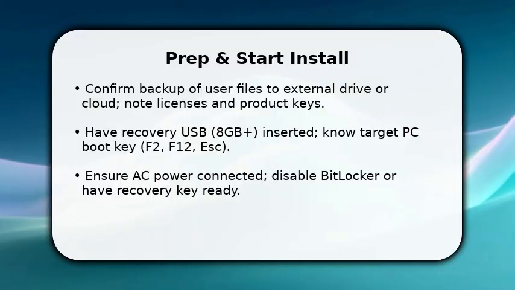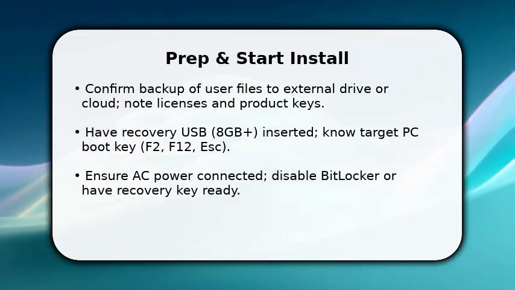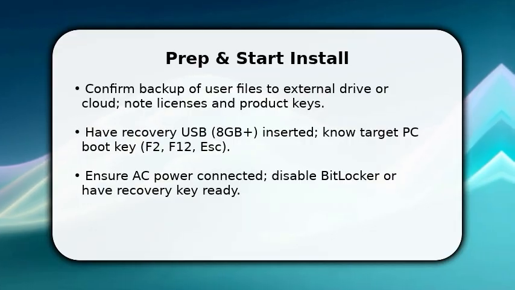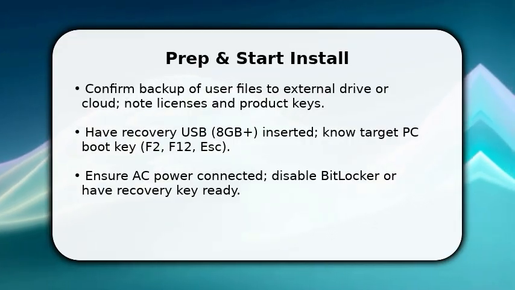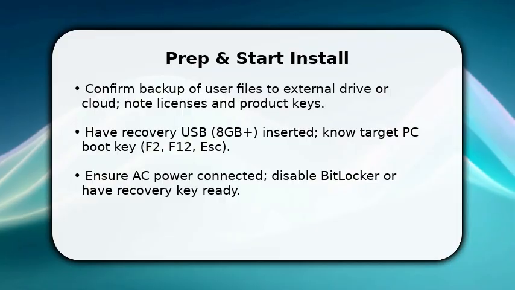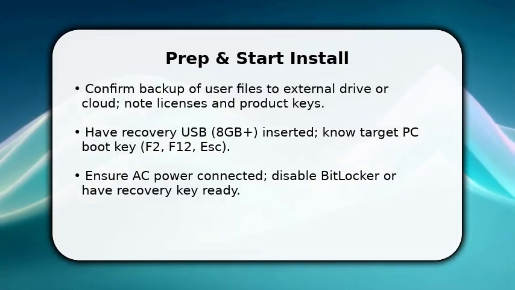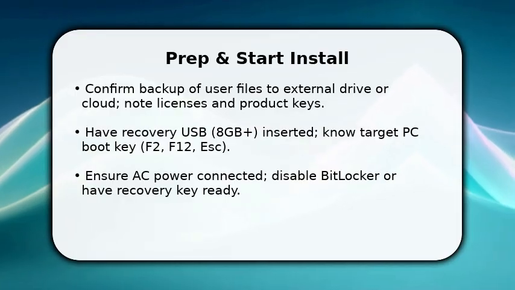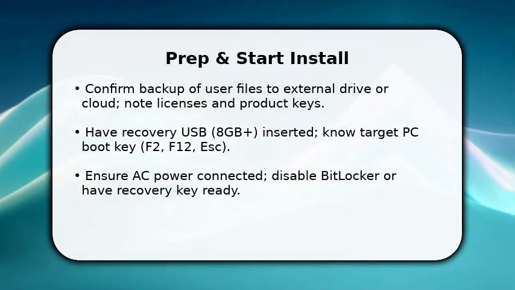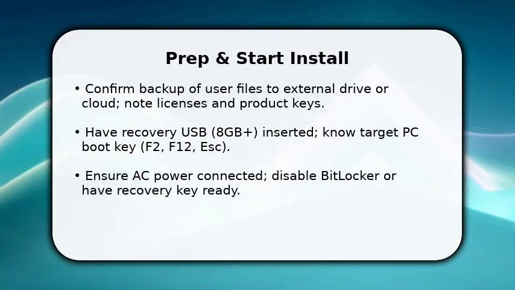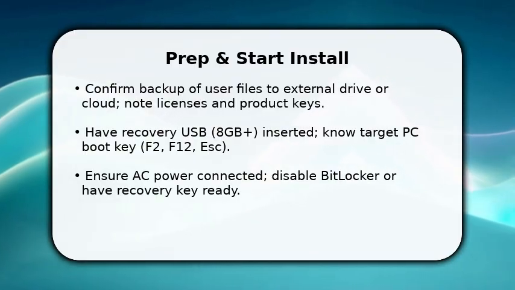You start by inserting your recovery USB and powering the PC from AC. Once done, reboot and press the boot key to open the boot menu. Select the USB recovery device and choose Troubleshoot, then Reset or Advanced Options, depending on whether you want a clean install or system reset. Make sure to unlock BitLocker if prompted using your recovery key.